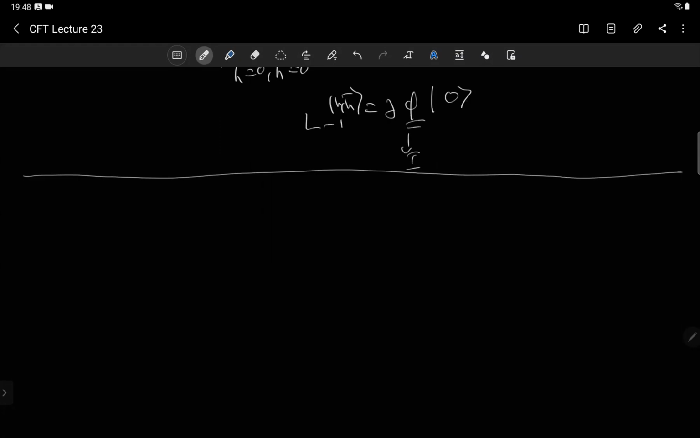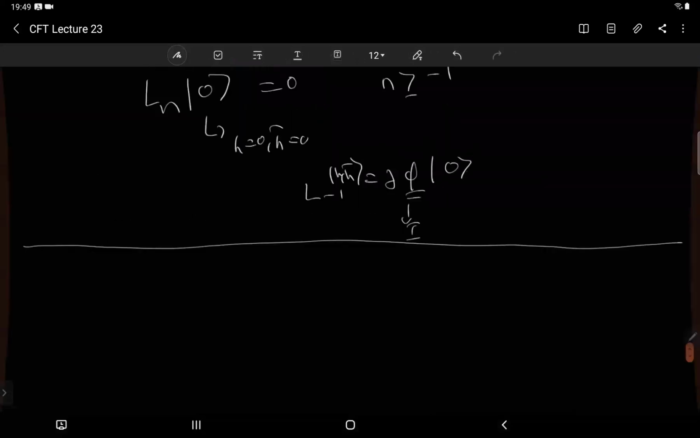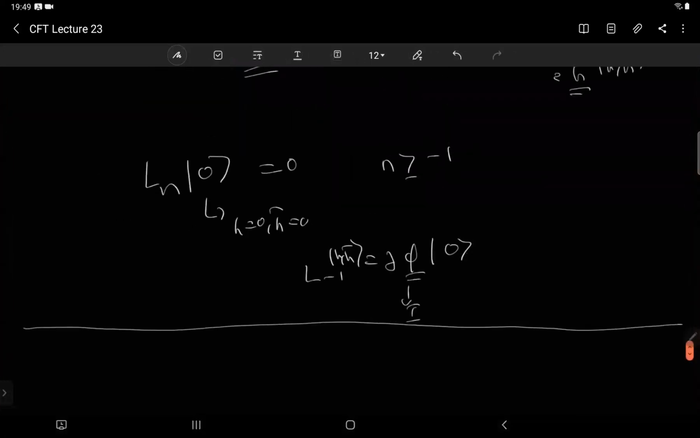The primary state is annihilated by all the positive modes of the T operator, and it is an eigenstate of L0. So this HH bar is the primary state in this case. So H and H bar, the primary state is constructed by acting the primary field on the vacuum, and the primary field is labeled by H and H bar. Okay, the two conformal dimensions.